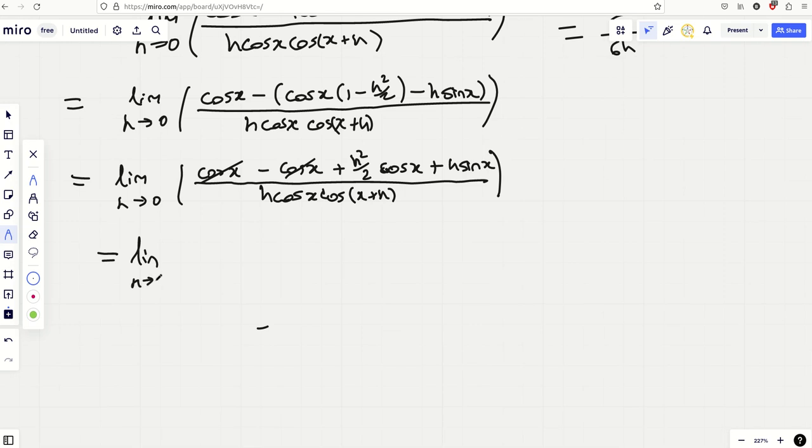h tends to 0. Notice I always write that down no matter how much it's annoying me, and it is. I can now cancel this h and this h with that h, leaving h over 2 cos x plus sine x all over cos x plus h.